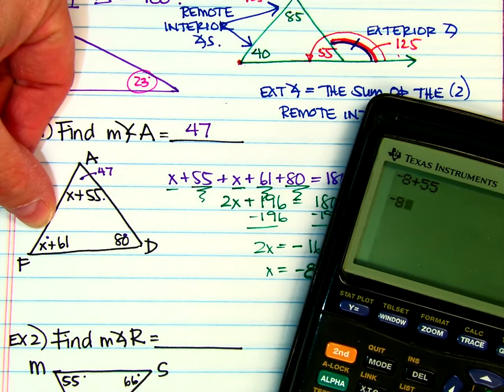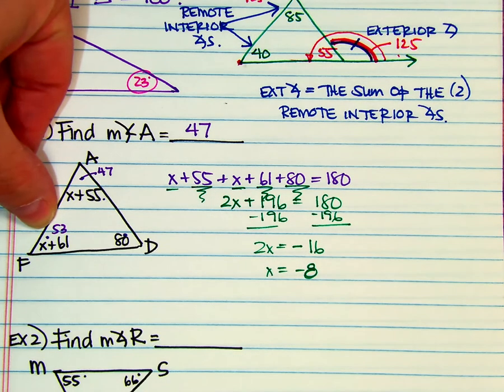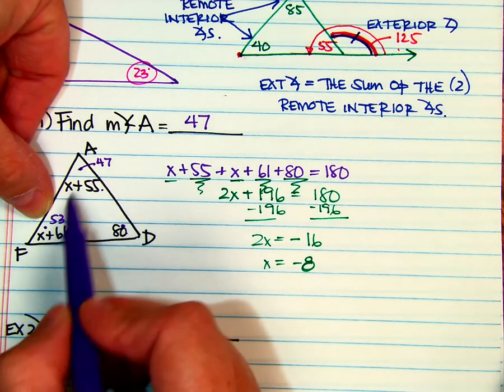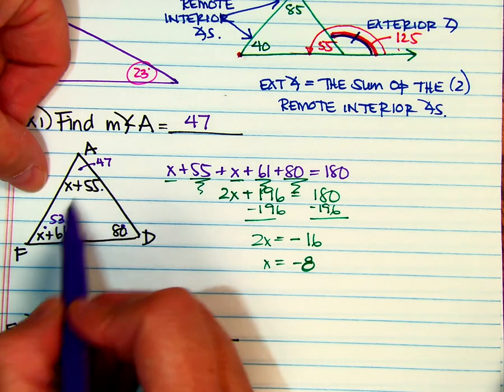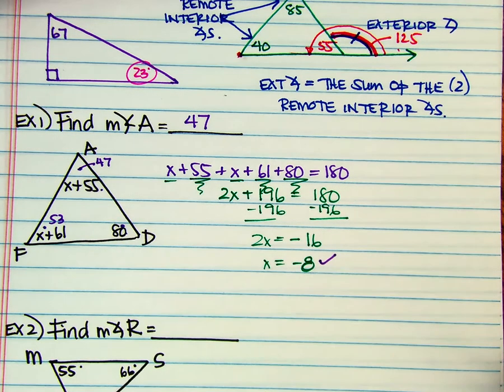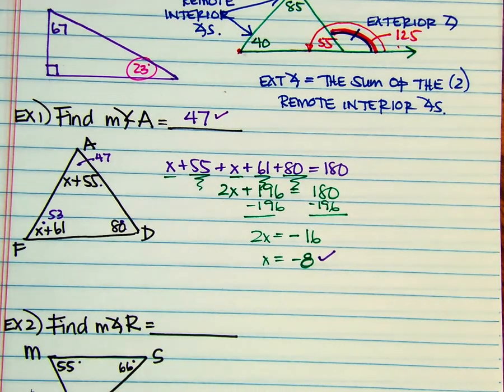And then negative 8 plus 61 gives me 53. I wasn't asked to find it, but I like to be able to check my work. So I know that these three angles better add up to 180. Well, there's 80, so these two better add up to 100, and they do. So I know my answer of x equals negative 8 is correct, and then plugging it back in and getting 47 is correct.